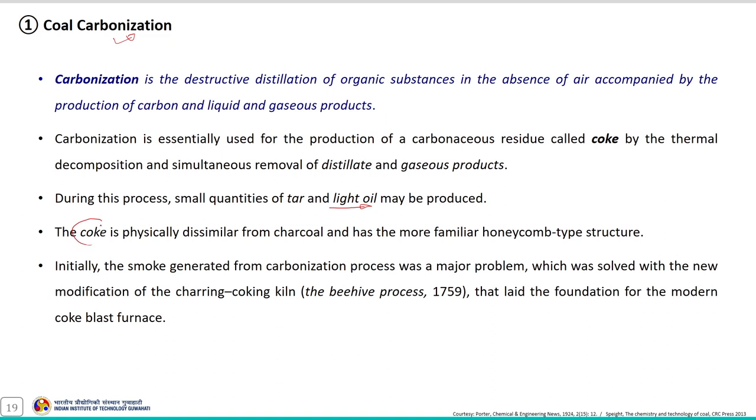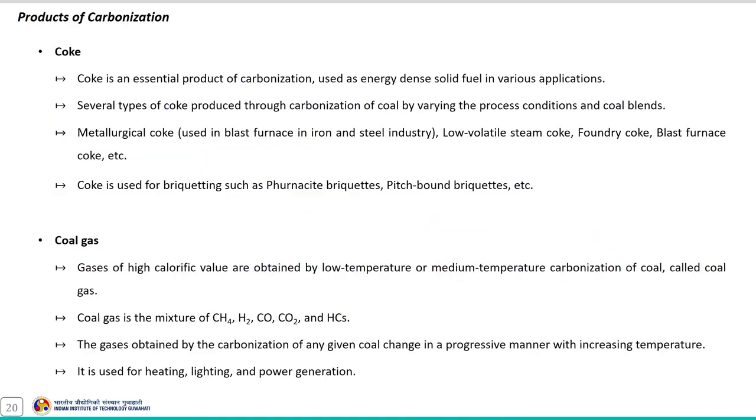However, the coke produced during carbonization is physically dissimilar from charcoal and has the more familiar honeycomb type structure. During the early development of this process, smoke generation was a major issue, and it was solved over time with new and modified charring coking kilns that laid the foundation for the modern coke blast furnace. The major products of carbonization include coke, coal gas and coal tar. Coke is an essential product and is used as an energy dense solid fuel in various applications.